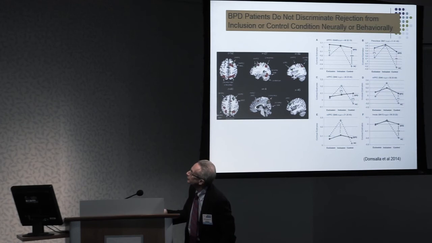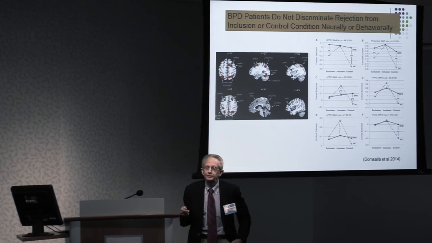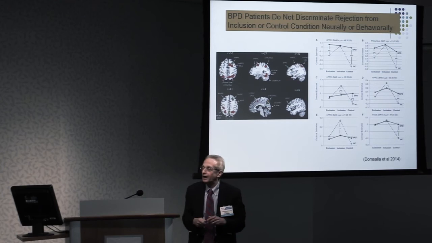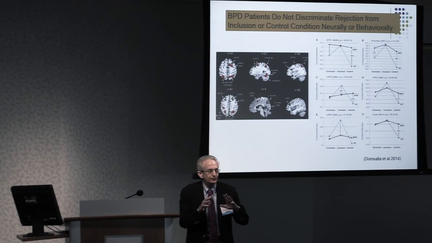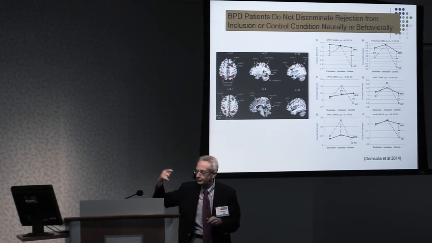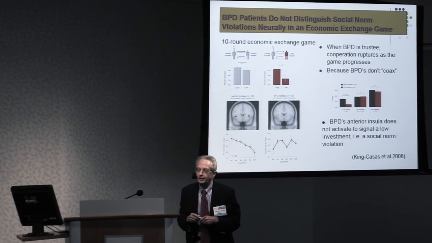So in a way, this is a little bit counterintuitive because we know borderline patients are very rejection sensitive. We think their brains are really reacting a lot. But this section of the brain is actually kind of insensitive to this social phenomena. I want you to keep that in mind because I'm going to show you another experiment looking at a different social phenomena. And this is an experiment using the trust game that was done by Bricks, King, Cassis.